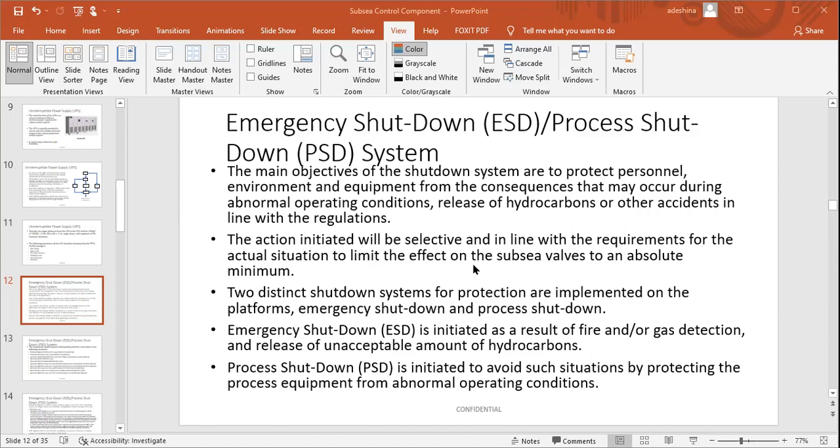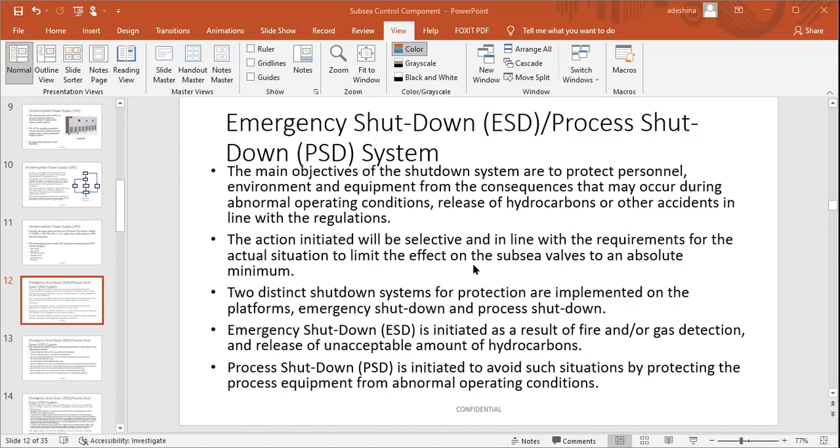So when we are to carry out this shutdown process, it's good to allow the system to shut down as it is being programmed, because abrupt shutdown can damage our valves. So that is what that second point is trying to tell us. We might have an emergency, but it's also good to allow the system to shut down properly. Okay, in the next slide, we'll see the time sequence to that.